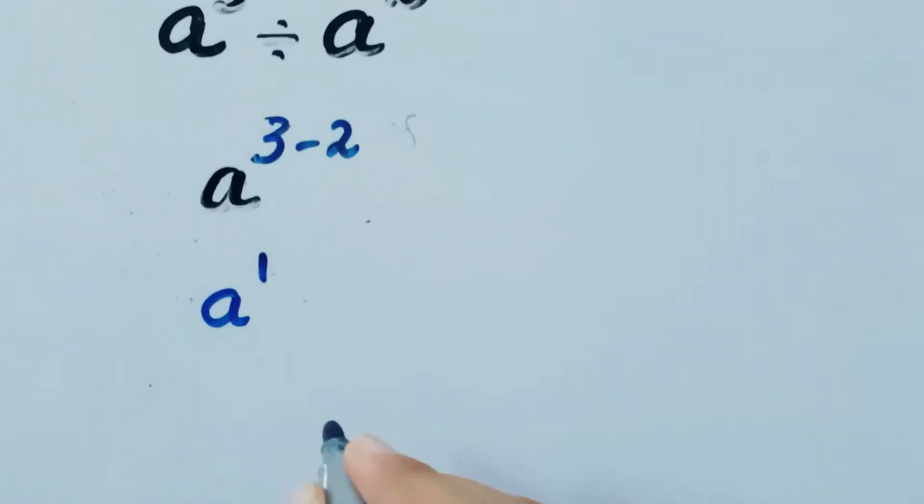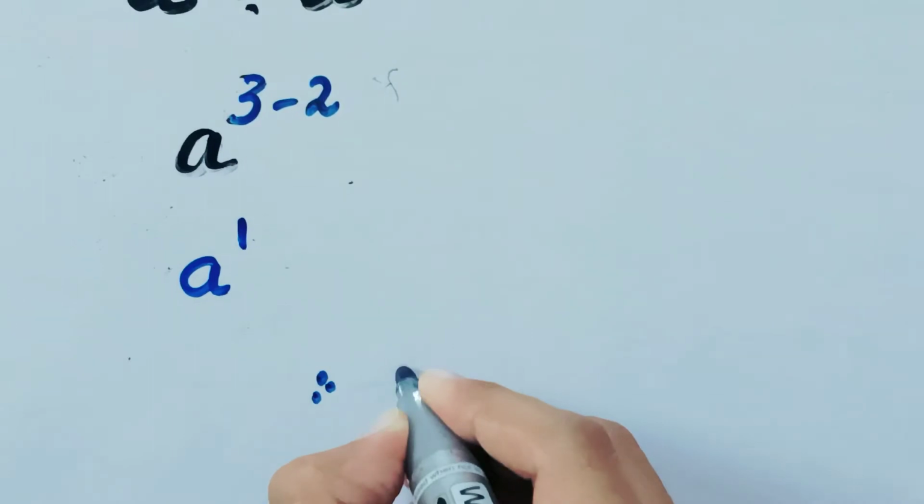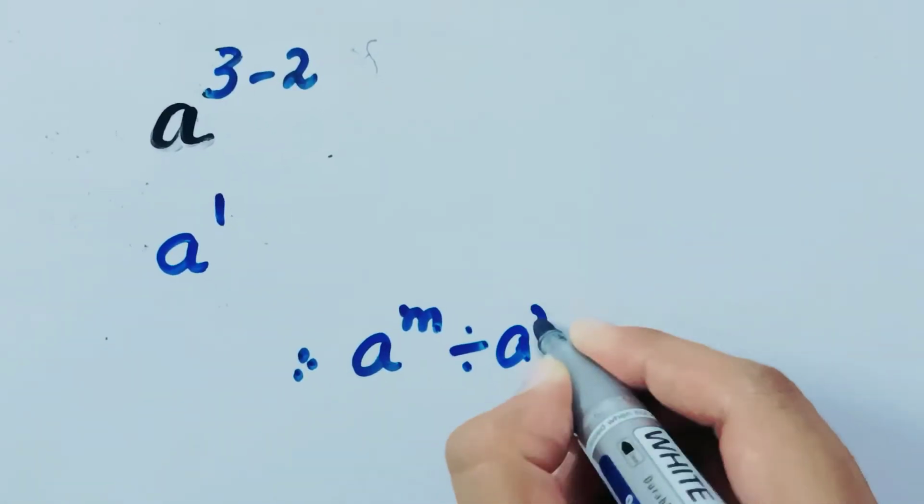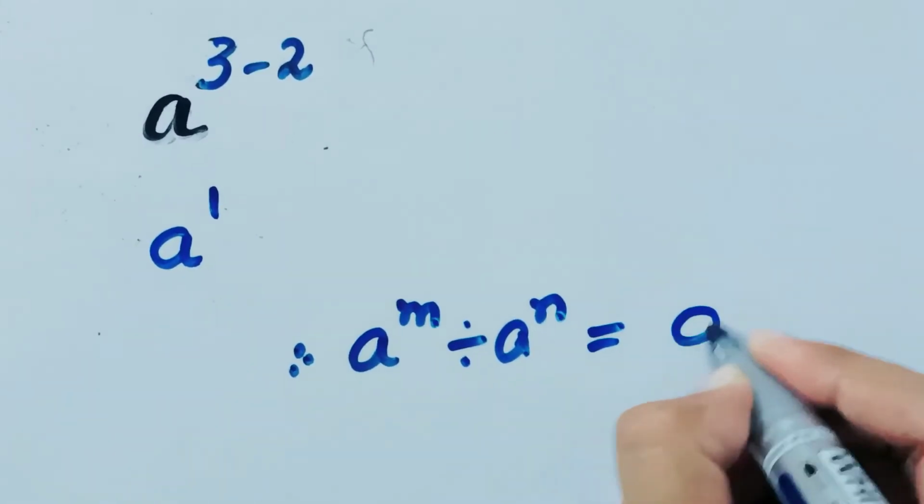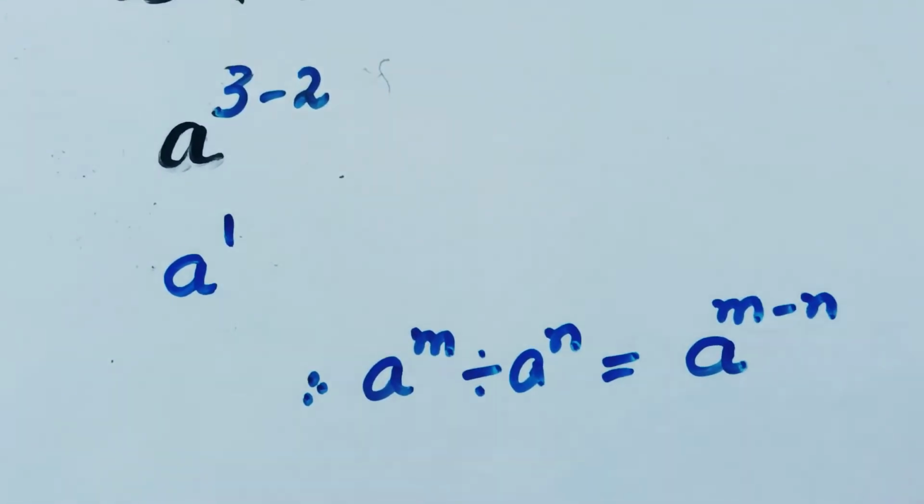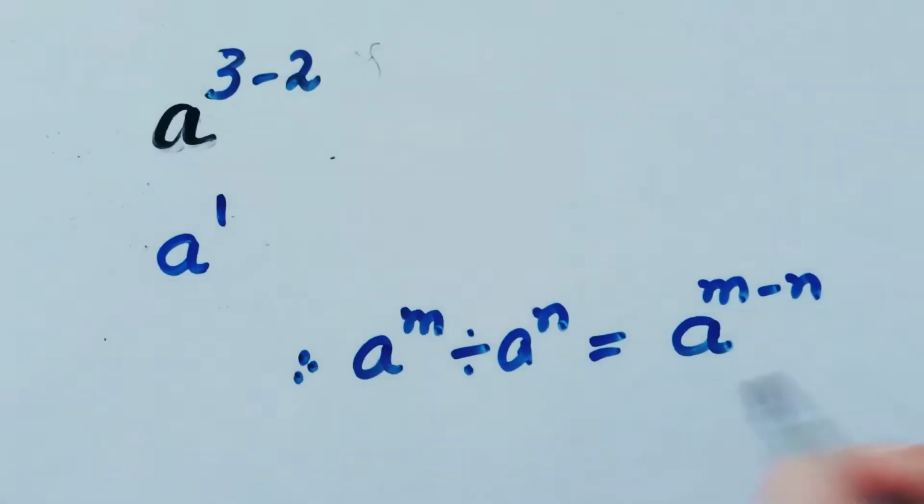The general form of this law is a raised to power m divided by a raised to power n. Then we will write the base one time and subtract the exponents. It's the quotient law.